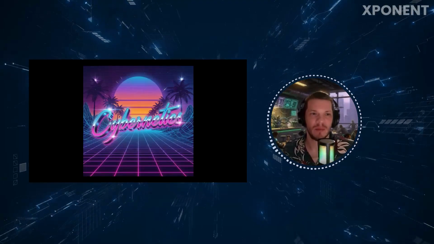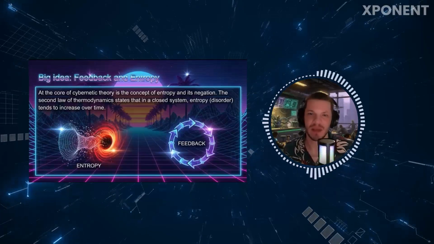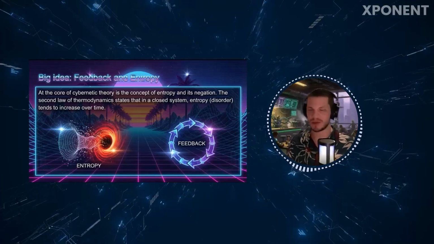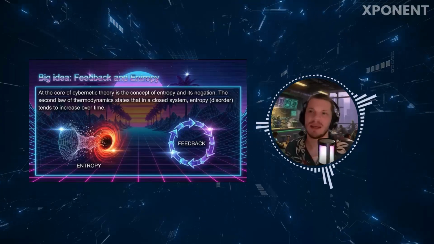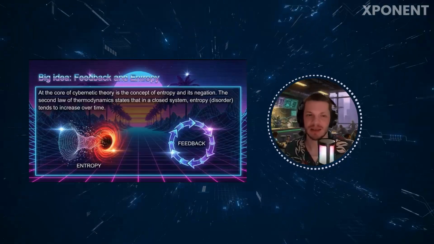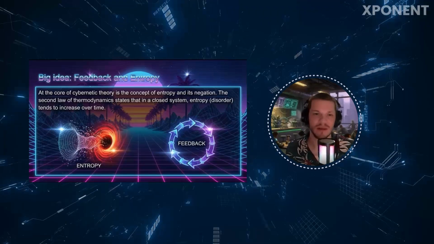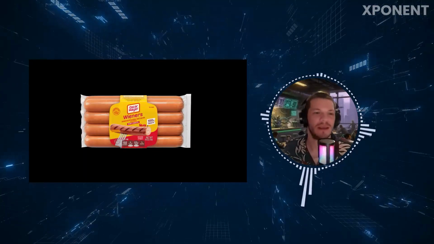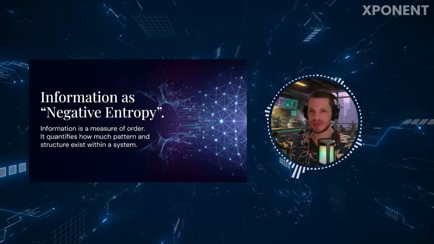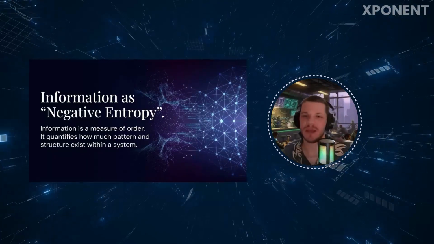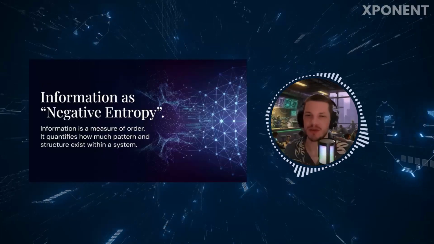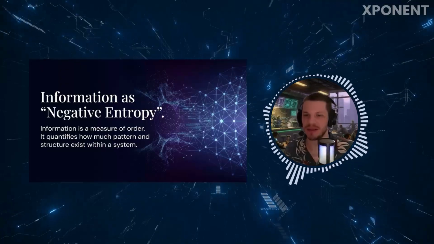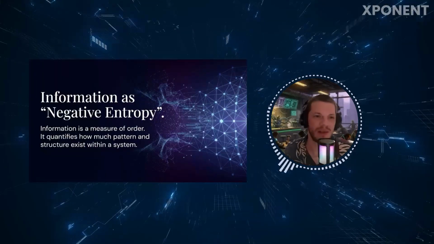So the big idea is feedback and entropy. The core of cybernetic theory is the concept of entropy and its negation. The second law of thermodynamics states that in a closed system, entropy, which is disorder, tends to increase over time. So Wiener conceptualized information as negative entropy. Information is the measure of order. It quantifies how much pattern or structure exists within the system. So information is negative entropy.